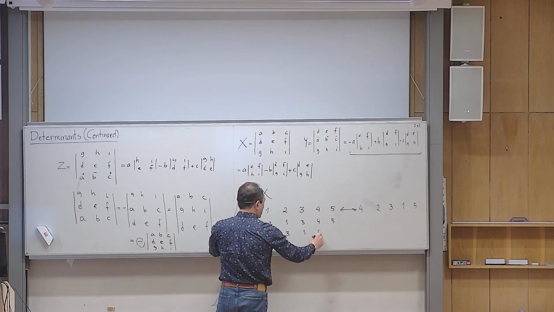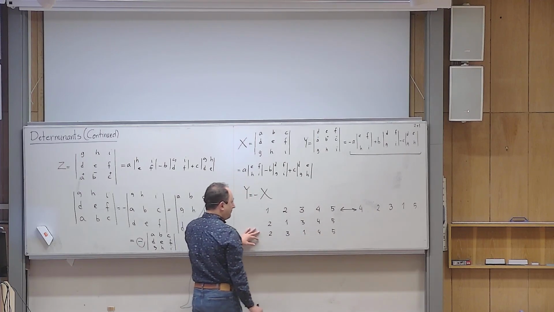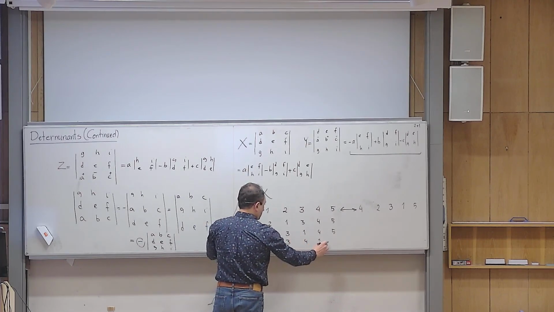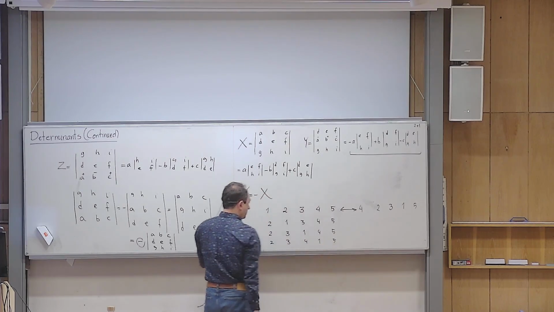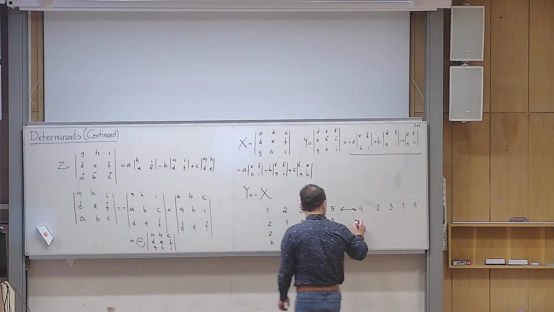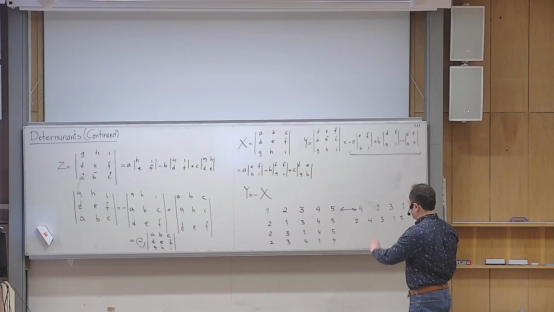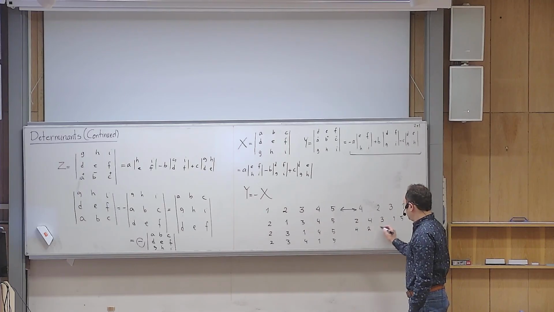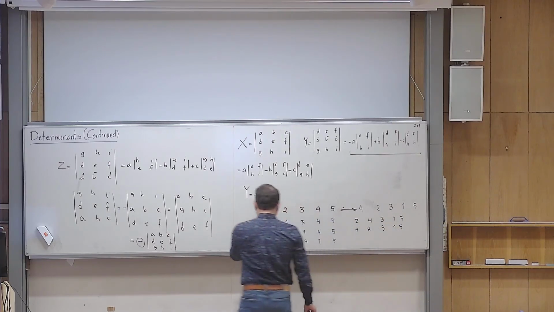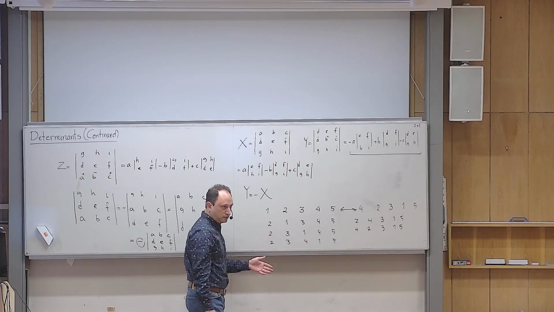Because I want to have a pattern at the end. So 3, 1, and 4 and 5. And then what can I do? I can choose 1 and 4, change 1 and 4. And then 3 and 4. And then 2 and 4. So how many steps did I do? 1, 2, 3, 4, and 5. And 5 is odd.